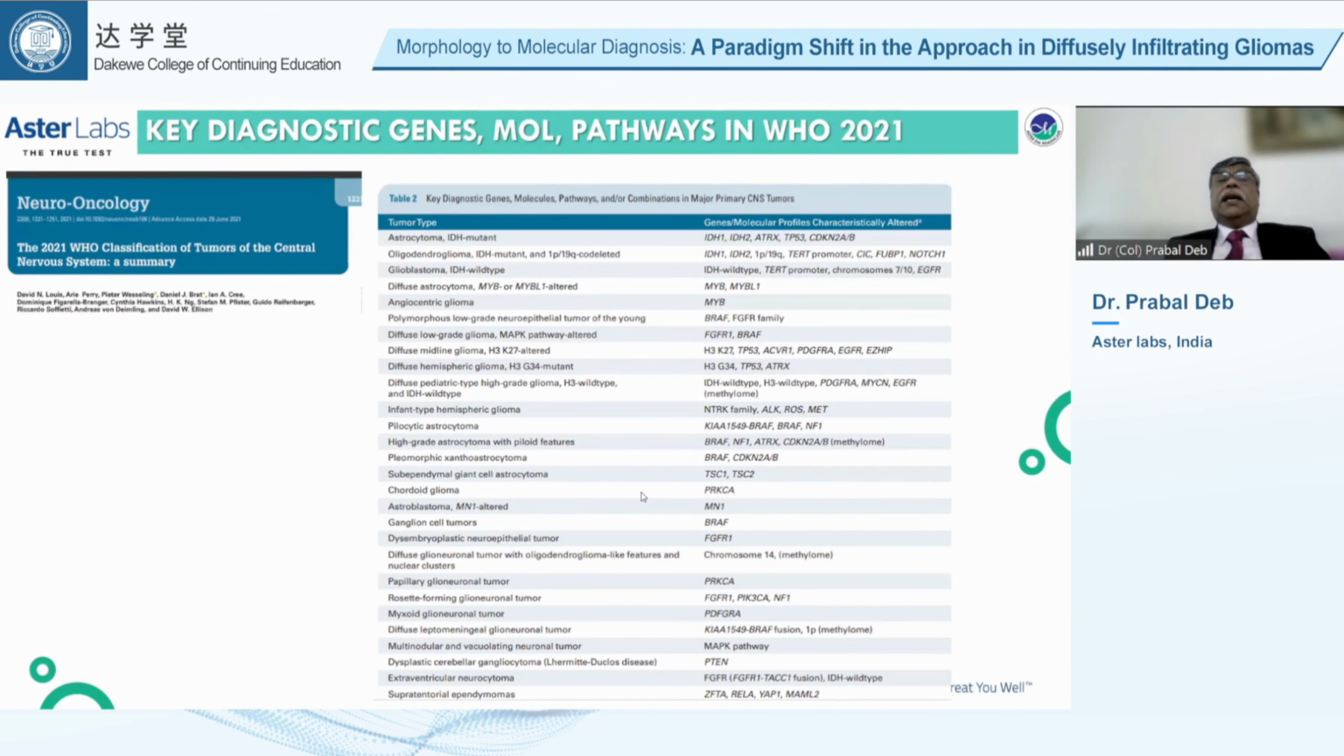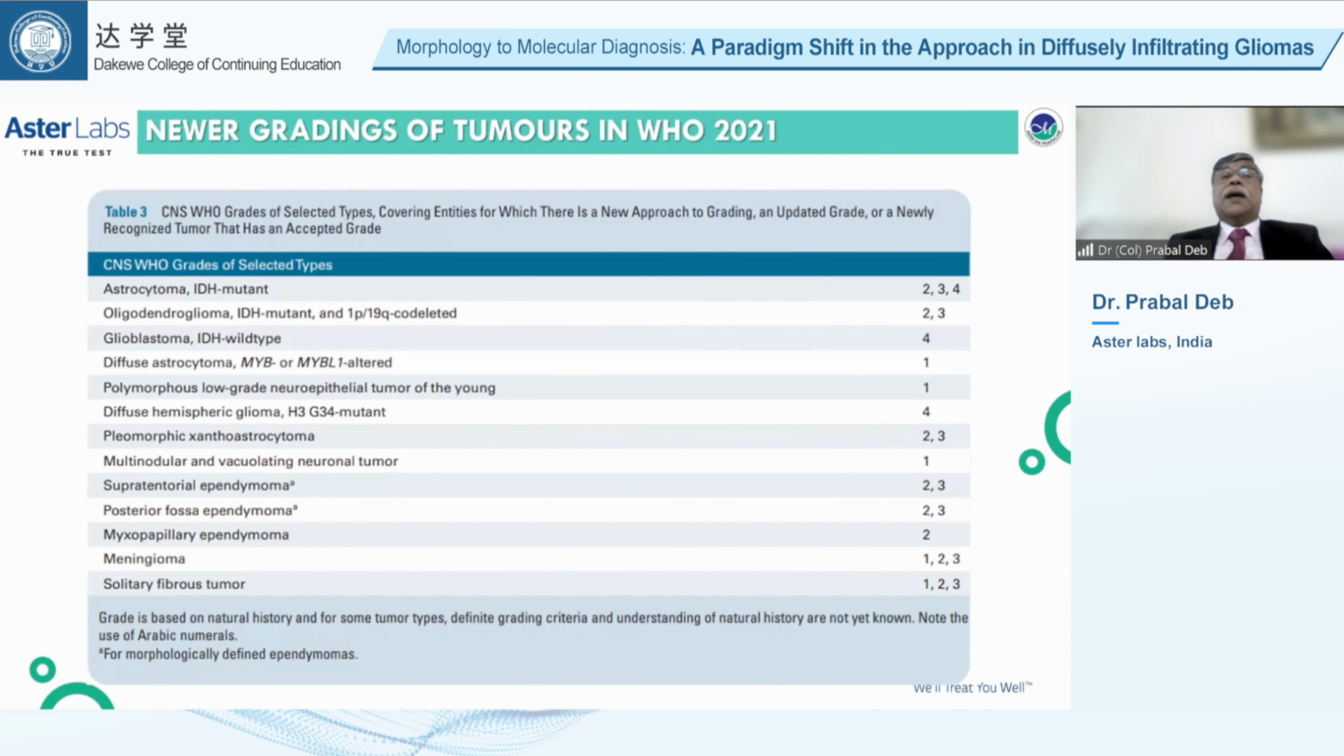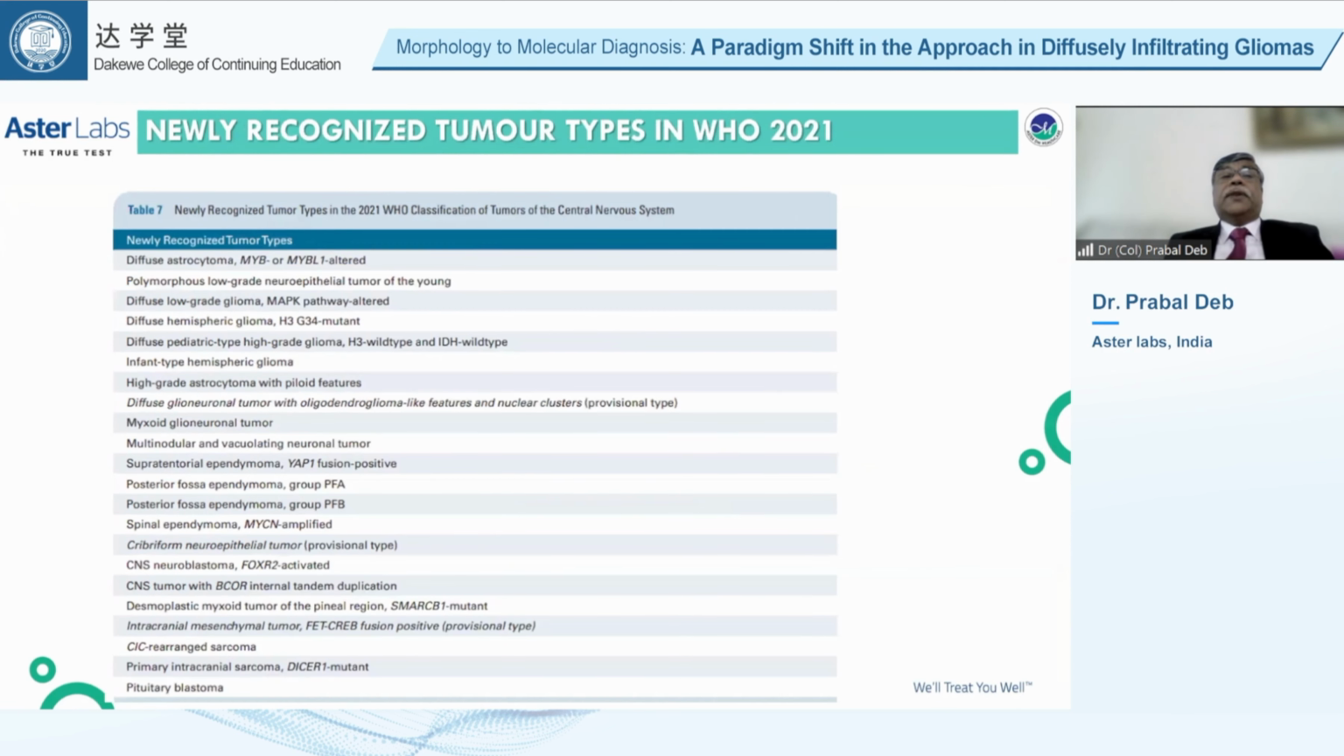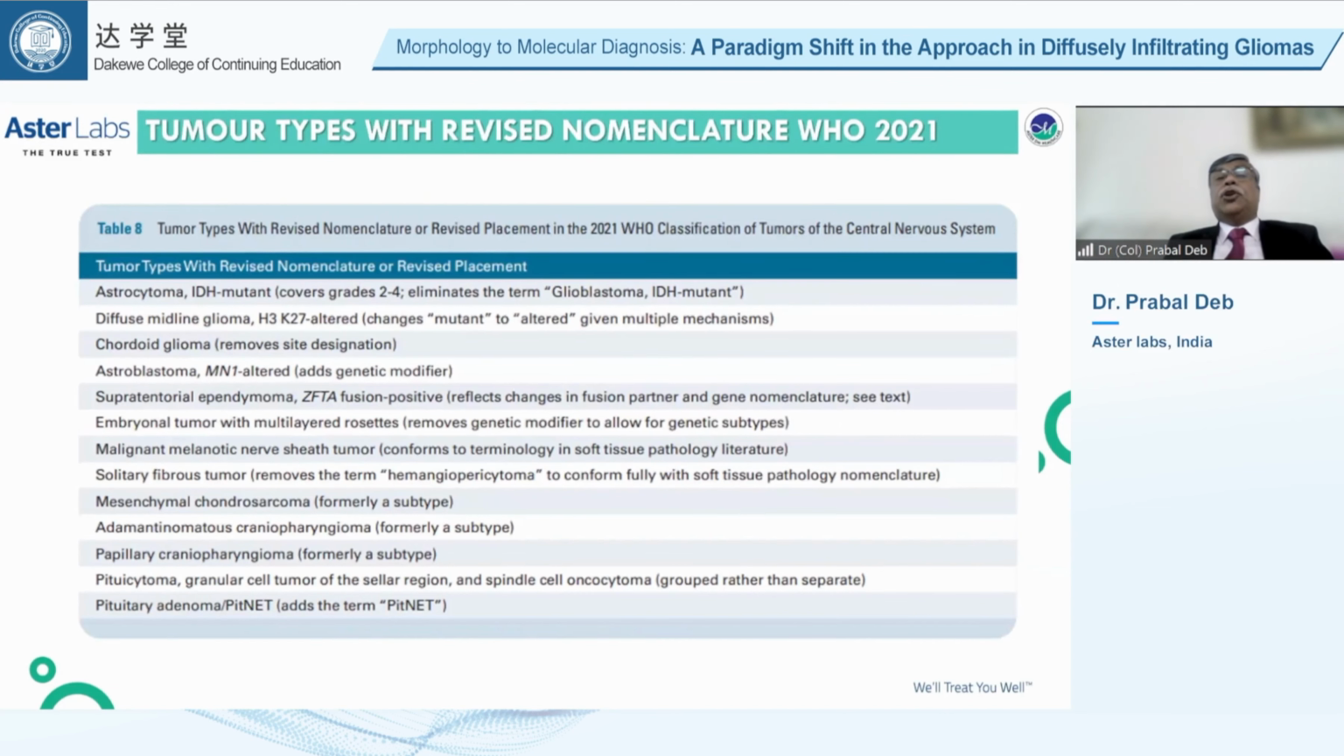These are the key genes. I'm not going into the details of it. Depending on the tumor type, it has been very nicely summarized in the article by David Louis and Arie Perry, where they have given all the pathways, which would require a detailed discussion of each. These are the newer gradings of tumors in WHO 2021, some of the newly recognized tumor entities, and tumor types with revised nomenclature.